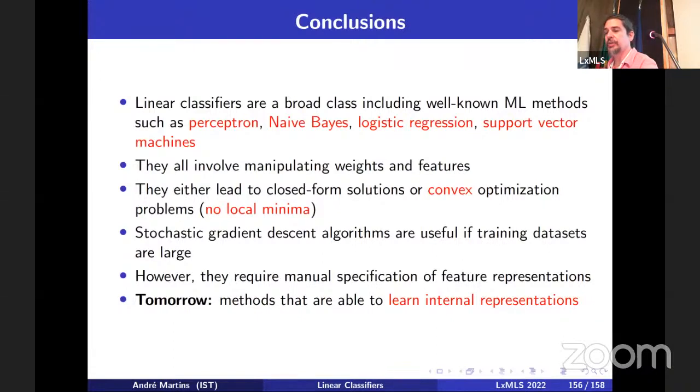Stochastic gradient descent algorithms can be very useful, in particular when training datasets are large. And this is a property that we also use in neural networks. However, these linear models have the disadvantage that they require manual specification of the feature representation. This is what is called feature engineering, which can be very tedious. And tomorrow in the neural networks class, Bixby is going to cover methods that are able to learn internal representations.